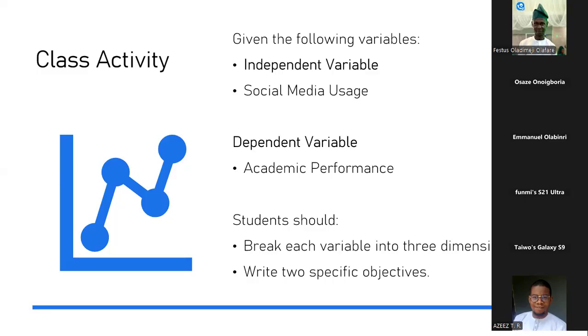Are they the same? Well, if I mean duration, I will explain, sir. If I mean duration, I'm saying between what time and what time. Then if I say frequency, do they use it every day? Good, that is where I'm going. So duration is standing alone, frequency is also standing alone. So we have two dimensions already. Go ahead.